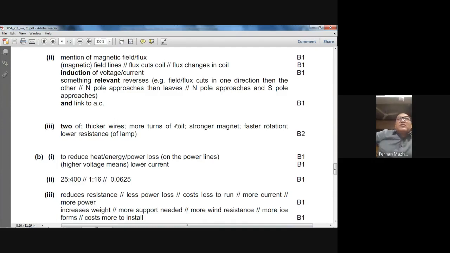You can say this also, north pole approaches and south pole approaches, and link to the AC supply. So the current, when the north pole is approaching, the direction of the current produced will be different, and when the south pole is approaching the same end of the coil, the current induced will have a different direction. That's why the current which is induced in the coil will be alternating, because the direction of the current when the north pole is approaching will be different, and when the south pole is approaching that end, the EMF or current induced will have a different direction. It's a 4 mark question.